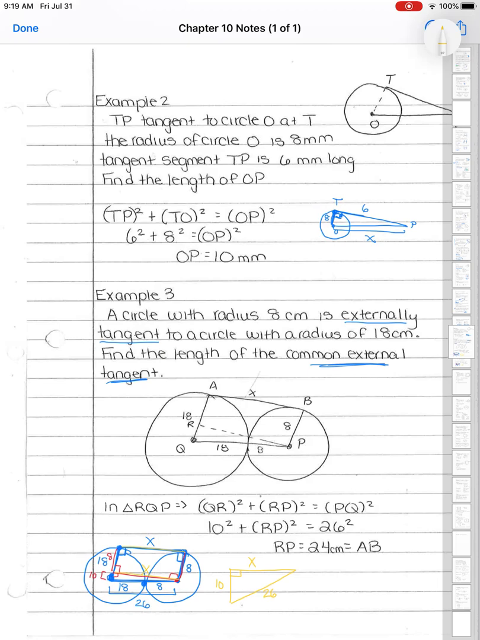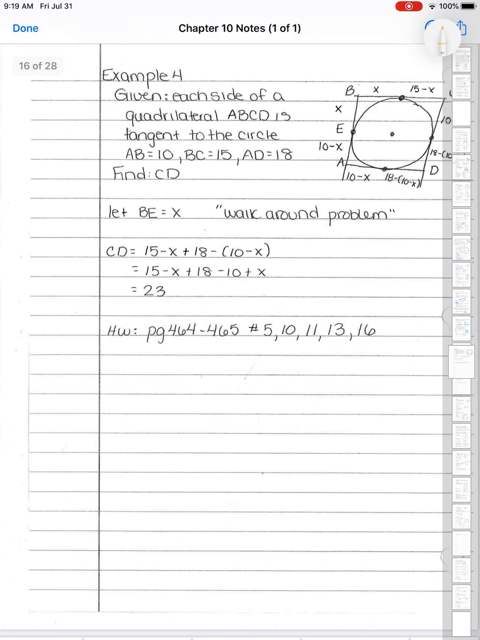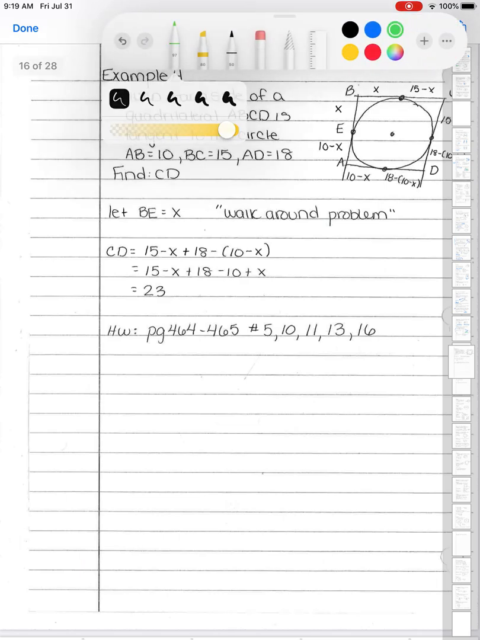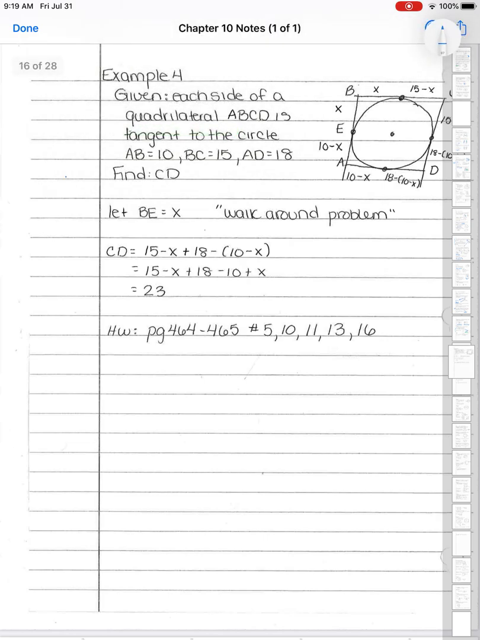All right, again, I love these types of problems. Be able to come up with that visual on your own and solve it. All right, type 2 that I love are these questions. They're called walk-around questions or walk-around problems.